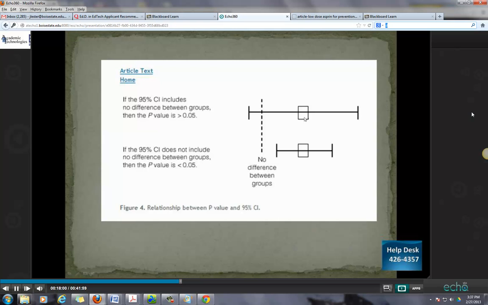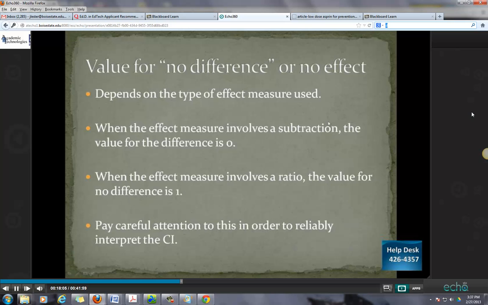So again, this was the mean. Here's my confidence interval represented graphically. So the value for no difference or no effect, if I'm just doing simple math or subtraction, the value of no difference is 0. When the effect measures a ratio, and next week we're going to talk about risk ratios or odds ratios, the way that we show there's no effect is it would be 1. If I compare two things and they're both equal, 10 divided by 10, the value is 1. So if it involves a ratio, the value of no difference is 1.